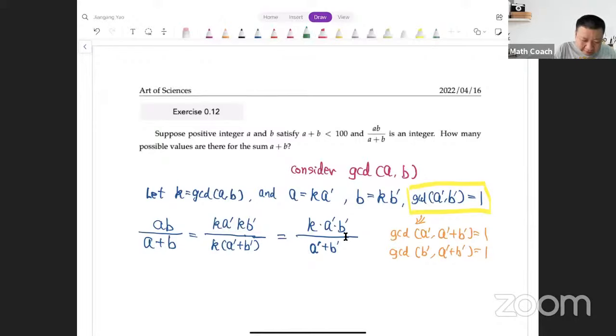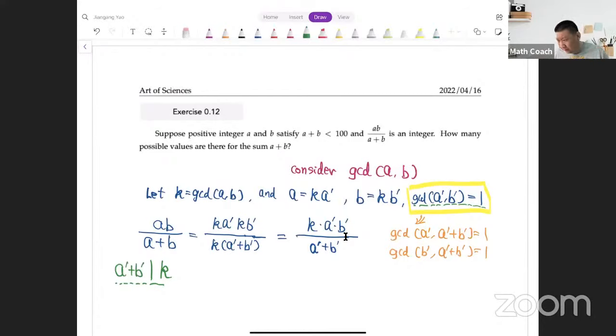Given that, we have a nice condition. The next condition is that a' plus b' has to be a factor of K. K is divisible by a' plus b'. And that is the essential condition. Also, we know that as long as we have this condition, this green condition together with this restriction, we should be able to construct back what A and B are.